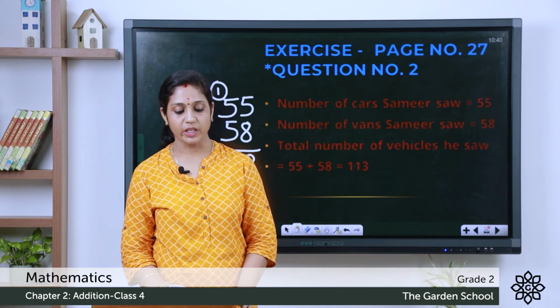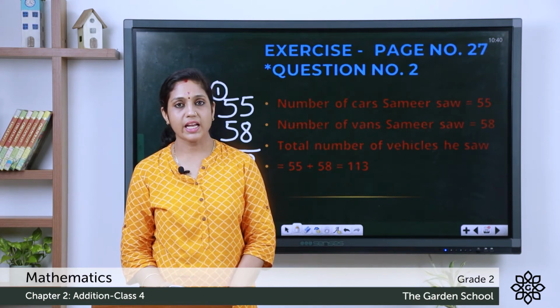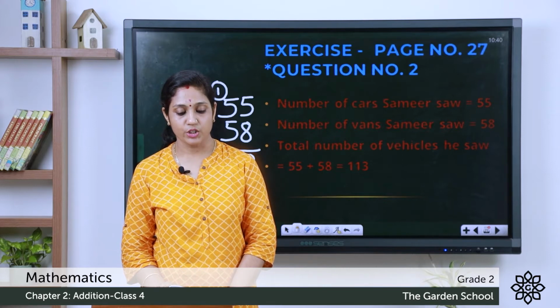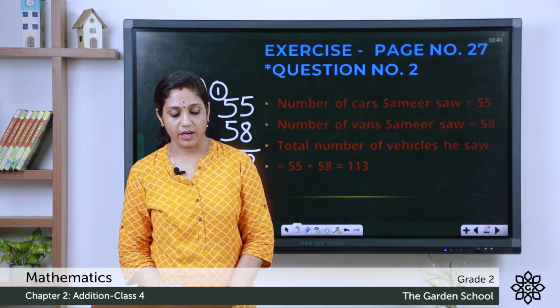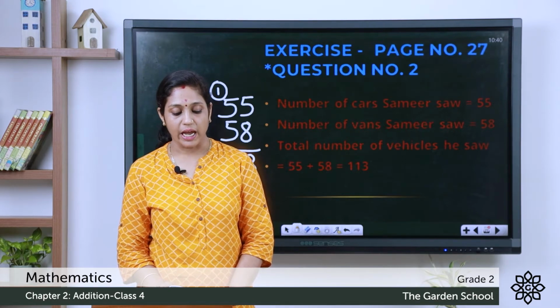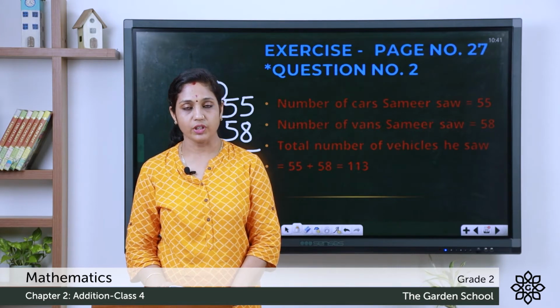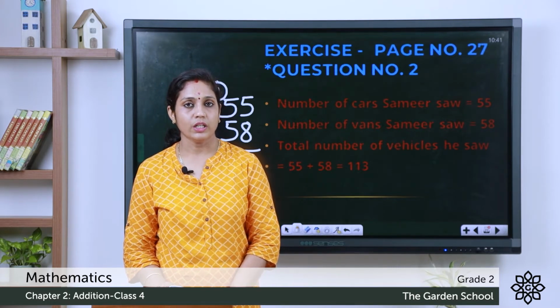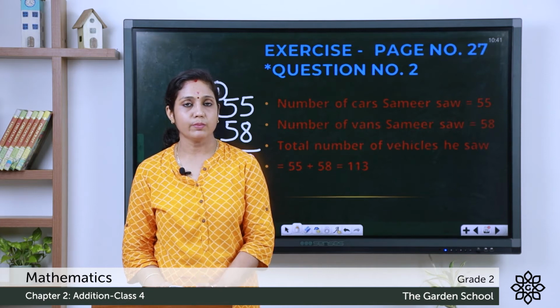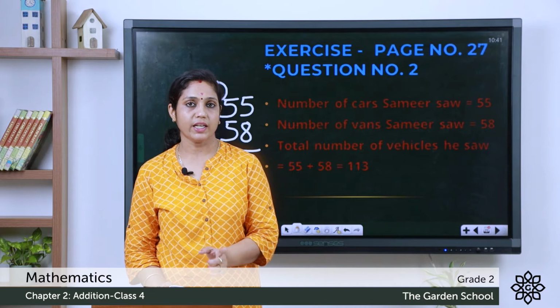On page number 28, you have a question. Samara, Johnny and Tia collected money to help the orphans. Samara collected rupees 75, Johnny collected rupees 34 and Tia collected rupees 48. How much money did they collect for the orphanage? So, there are 3 persons here and they collected money for the orphanage. What do we have to find out? The total money collected by them.